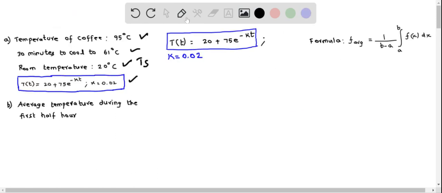Let's answer the question in part B. That is, we have to determine the average temperature of the coffee during the first half an hour. So for this, I'm going to use the average value of a function formula.